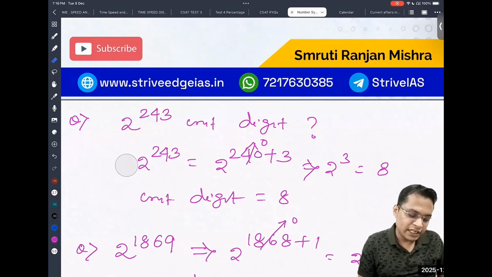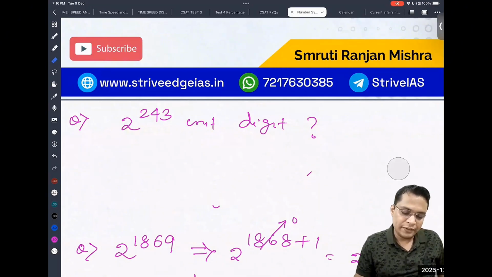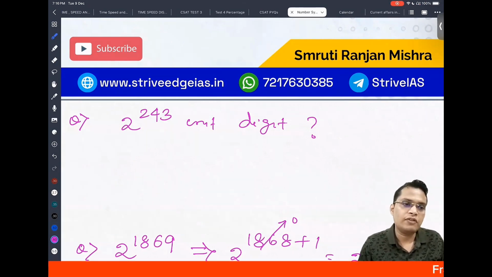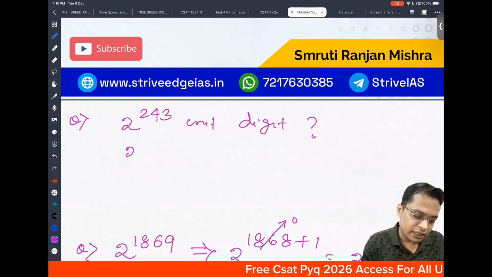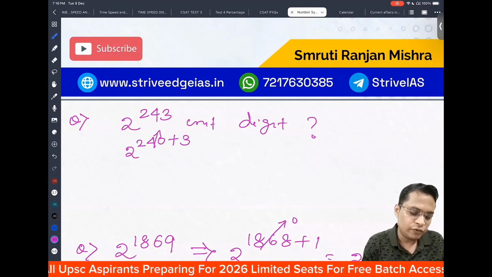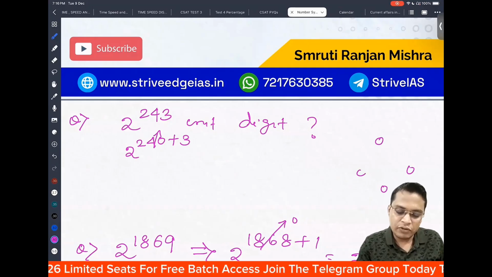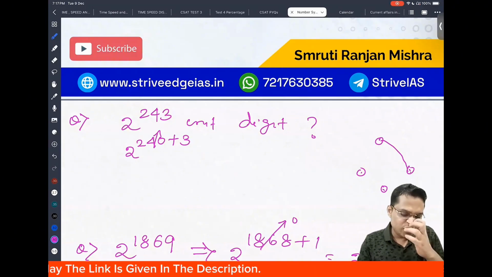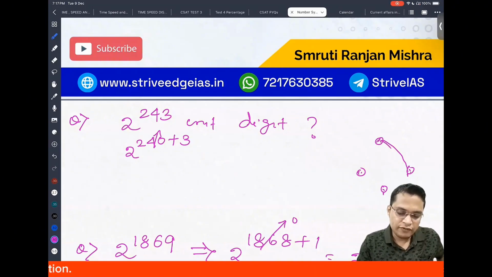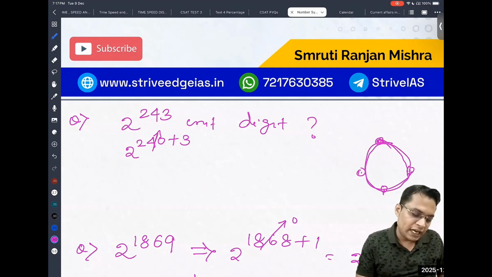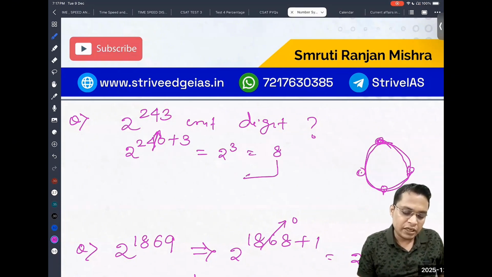Let's see one more question. Find the unit digit of 2 to the power 243. Again the cyclicity is 4, so we need to convert this exponent into a multiple of 4 plus something. The nearest multiple of 4 is 240, so I can write 240 plus 3, and 240 is divisible by 4. If it is divisible by 4, going 1, 2, 3, 4, we are repeating again and again. After 4 we reach the same place, so we eliminate the multiple of 4. I can write this as 2 to the power 3, and 2 to the power 3 is 8. So the unit digit is 8.